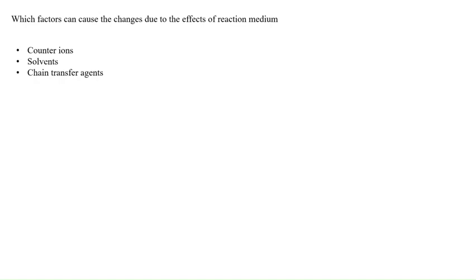In counter ions, what happens is counter ions are used when we want to shift the equilibrium between free ions and ion pairs. So, if counter ions are present, it will shift the equilibrium towards the ions due to high polarity solvent. And solvents are very helpful in increasing the polymerization rate. And chain transfer agents are basically additives, or they are present in the solvent liquid itself, which propagate the activity of one polymer chain to the other.